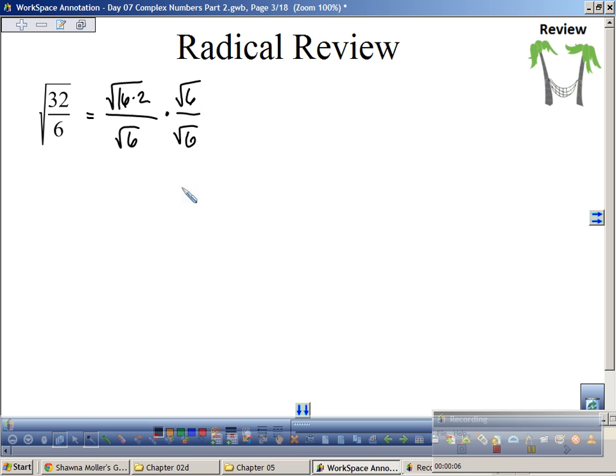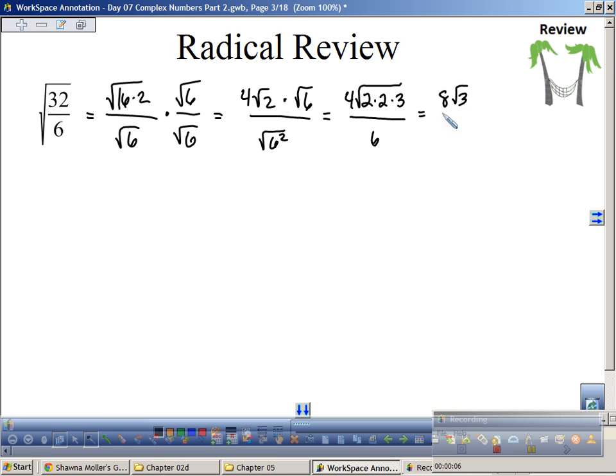Why can I do that? Because root 6 over root 6 equals 1. That's why I can do that. So once I do that, I've got, well, let's just simplify that. That's 4 root 2 times root 6 over root 6 squared, which is just going to be 6, right? Keep going with this. I've got 4 root 2 times 2 times 3 over 6. 2 gets kicked out, right? So I have 8 root 3 over 6.